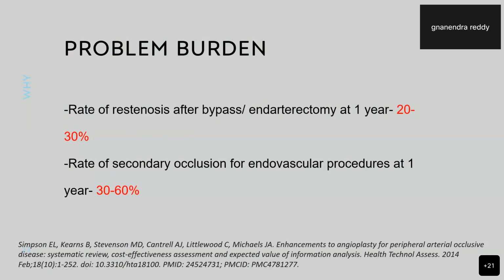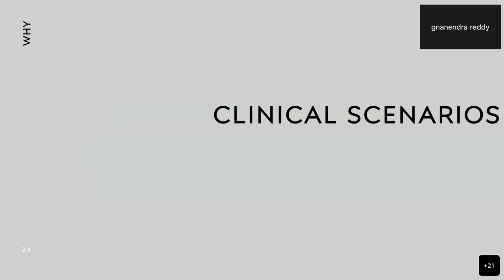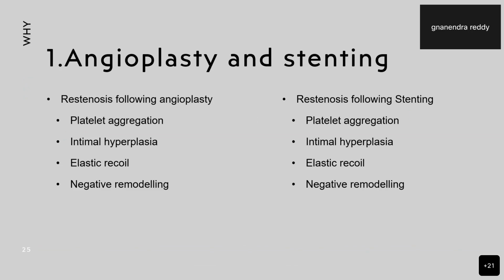If you see the problem burden, there is one study showing the rate of restenosis after bypass or endarterectomy at 1 year is 20 to 30%. And the rate of secondary occlusion for endovascular procedures is 30 to 60%. If you see the clinical scenarios, whether the patient is undergoing angioplasty or stenting, the restenosis following angioplasty is mainly due to platelet aggregation, intimal hyperplasia, elastic recoil, and negative remodeling. But in restenosis following stenting, the elastic recoil and negative remodeling are negated because of the stent deployment. So in these cases, platelet aggregation and intimal hyperplasia are the main factors playing in the restenosis.